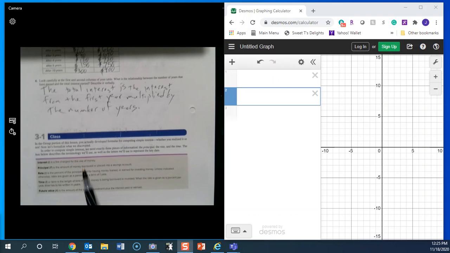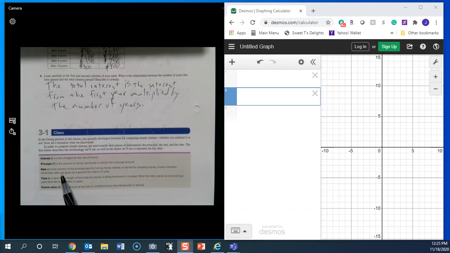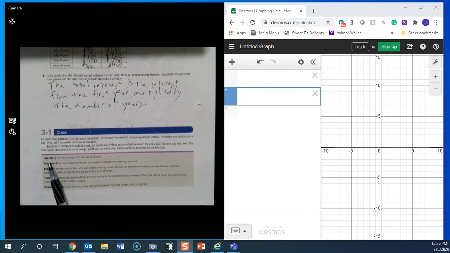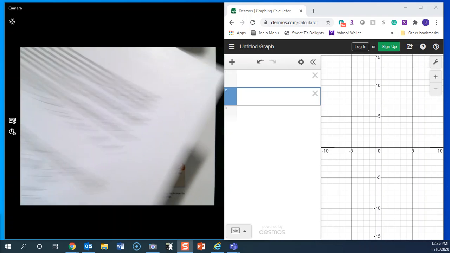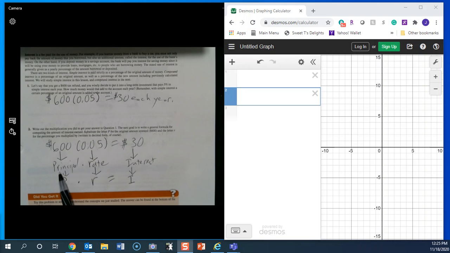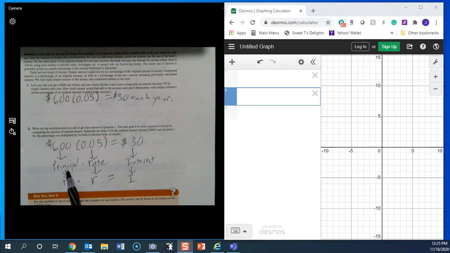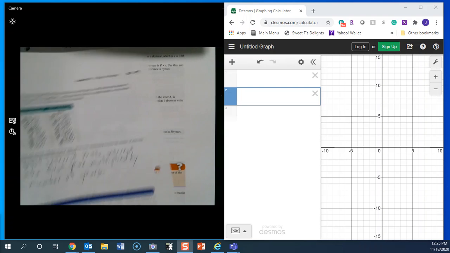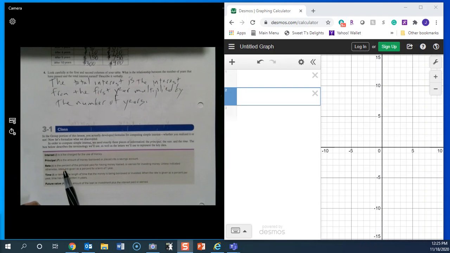Now, down here in this brown box, we have a few key terms here. We have interest, principal, rate, time, and future value. Now, we saw interest, we saw principal, and we saw rate on the previous page when we classified these values. We got interest, we got rate, and we have principal. So we already are familiar with those.